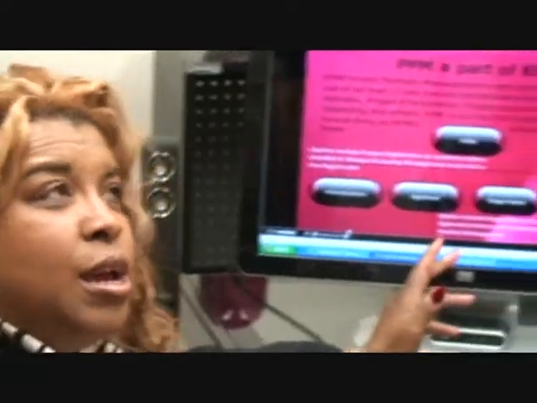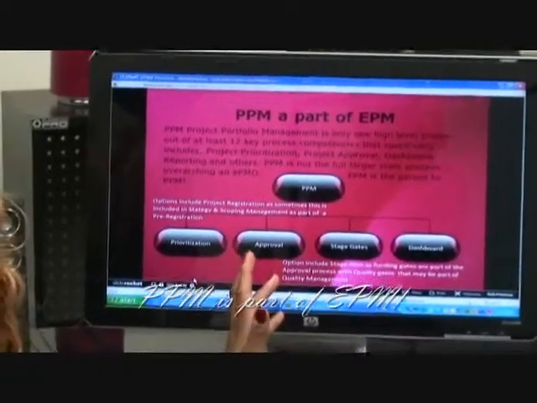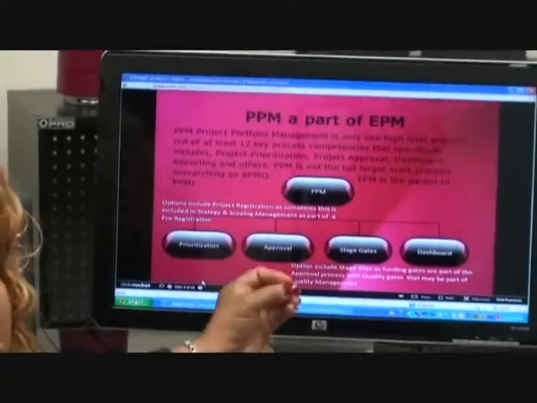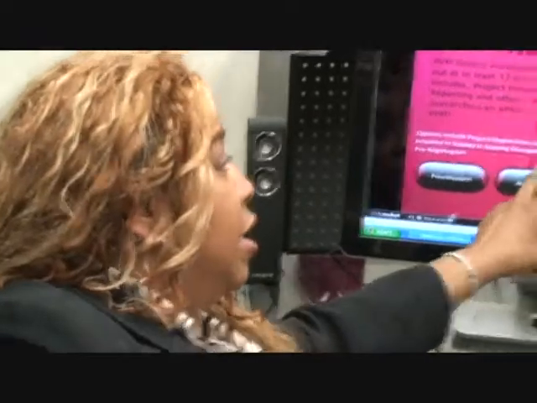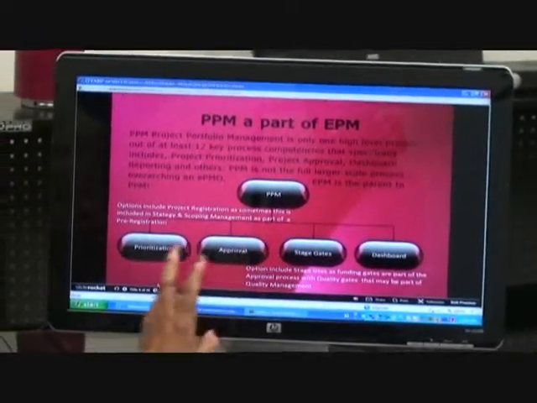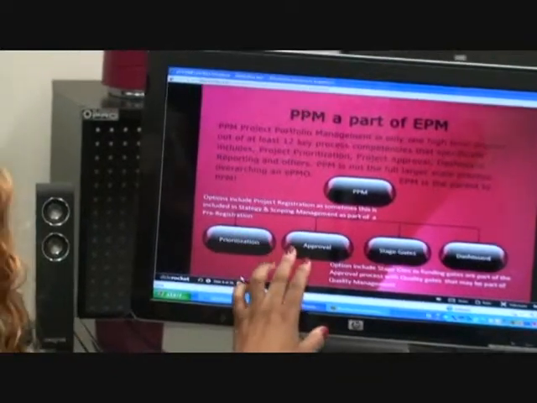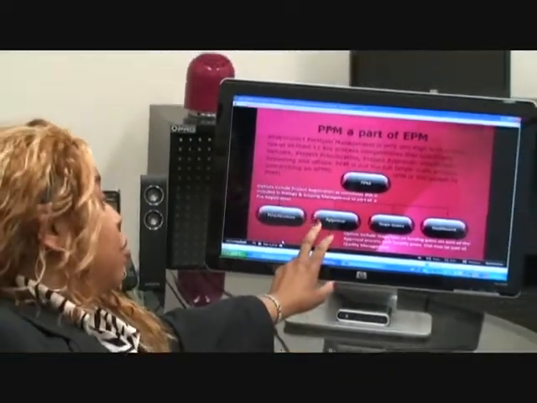There's a misnomer out there. The misnomer is around PPM, you'll hear that phrase a lot, Project Portfolio Management. That phrase is used a lot in the industry. For some reason, people think that that's the top level of your EPMO. But really, PPM is only part of an EPM. So what we intend to do here is show you all of the possibilities of a PPM and what would be in that project portfolio management process.